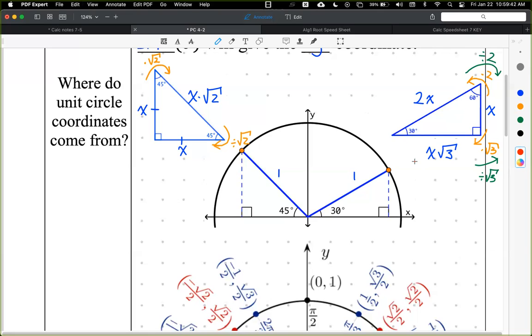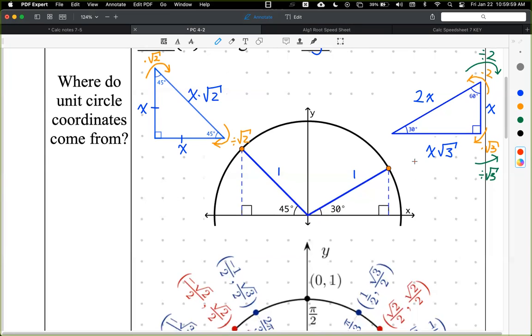Okay, so I haven't even answered my question. My question was, where do these numbers come from for the x and y coordinate of this point for the 45, 45, 90 triangle and this x and y coordinate for the 30, 60, 90 triangle? Those have specific coordinates that everyone here will have to memorize.